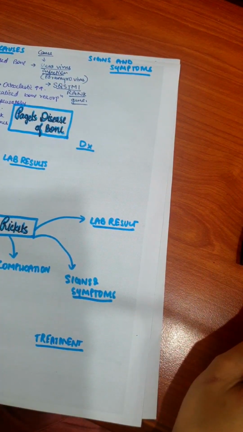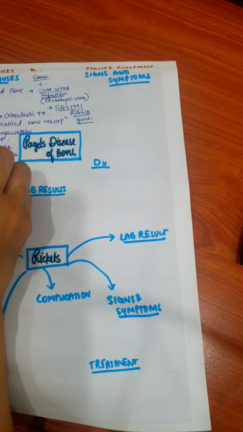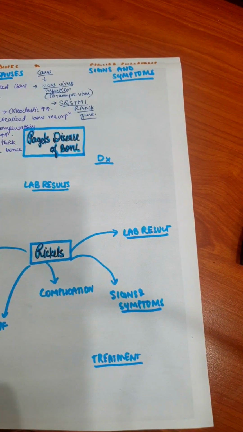What complications can occur in Paget's disease? That is important. Osteoarthritis can happen as a complication of Paget's disease, because the alignment of the bone can be distorted, and that results in high wear and tear and degeneration.